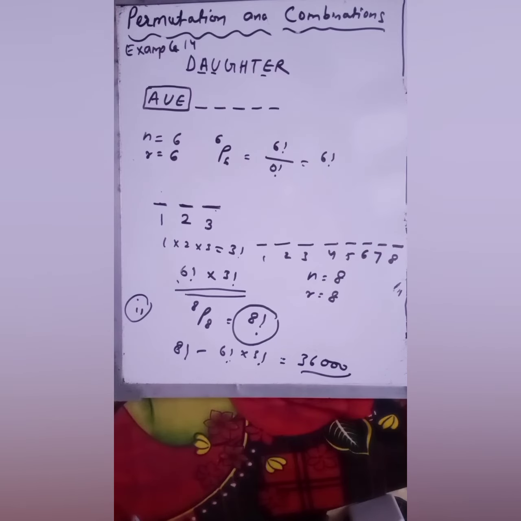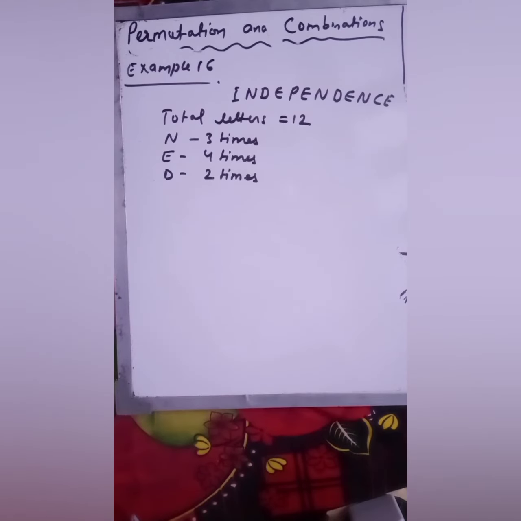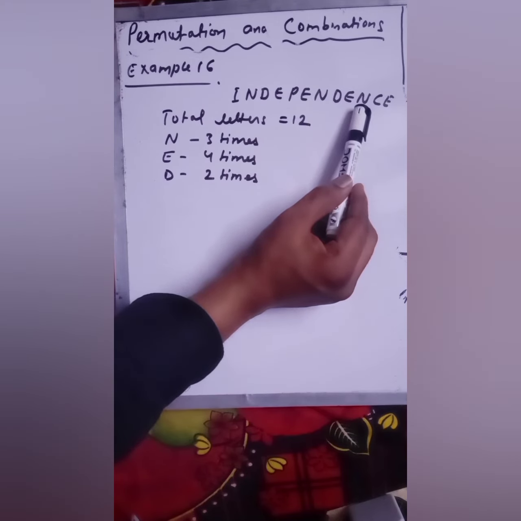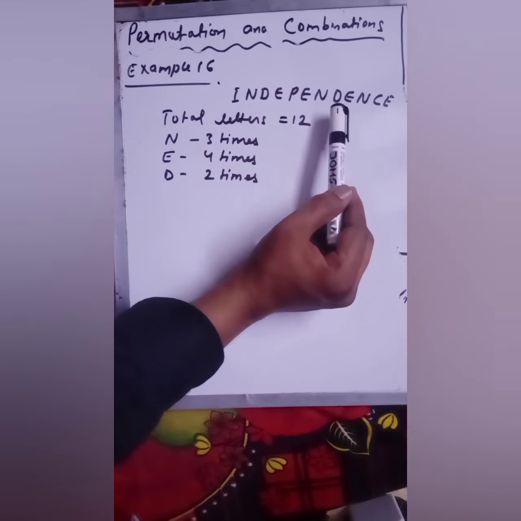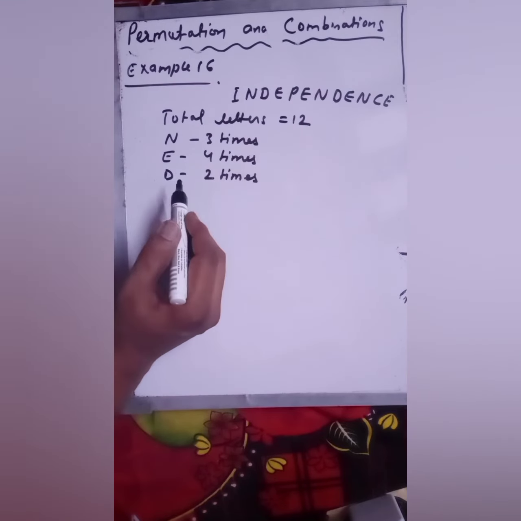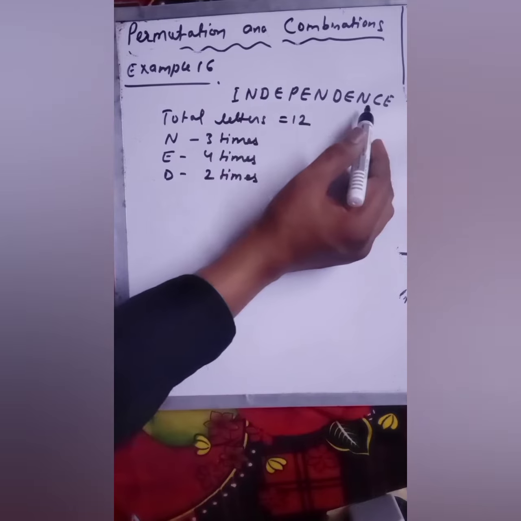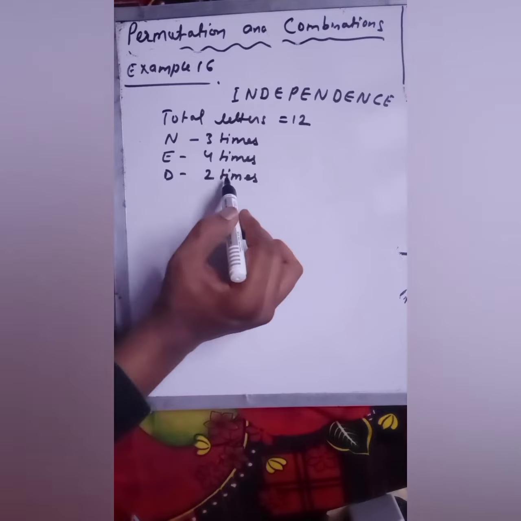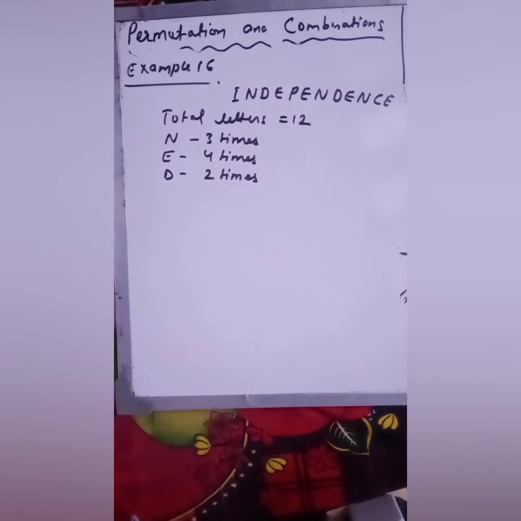Okay, so note it down. Now, see children, this is your example number 16, and in this example the word INDEPENDENCE is given to us, and we have to arrange the letters of this word. In the first part, the word starts with P. First of all we will find out the total arrangement. There are a total of 12 letters in the word INDEPENDENCE, and N is repeating 3 times, E is repeating 4 times, and D is repeating 2 times, and the rest are repeating 1 time only. They are not repeating.